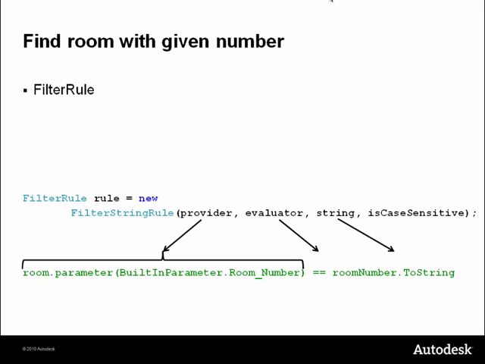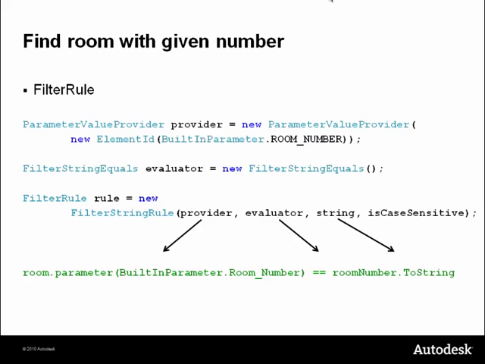A rule requires three parameters: a provider that returns the parameter's value, an evaluator that tells Revit how we are comparing the value, and the value itself, in our case a string that we are comparing to. In this case, we are checking if the room number parameter of a room equals the string we pass in.